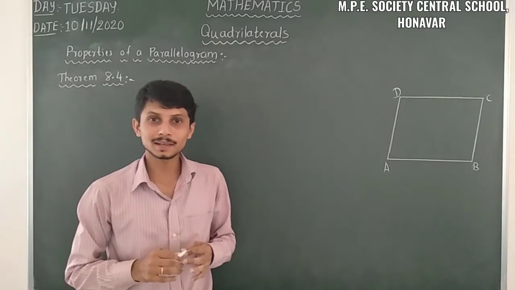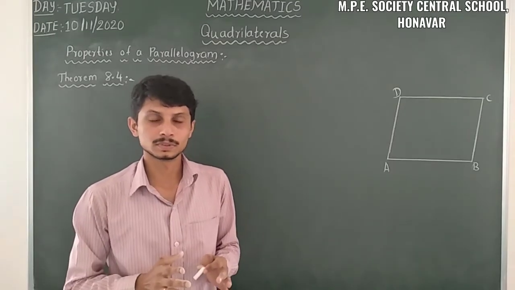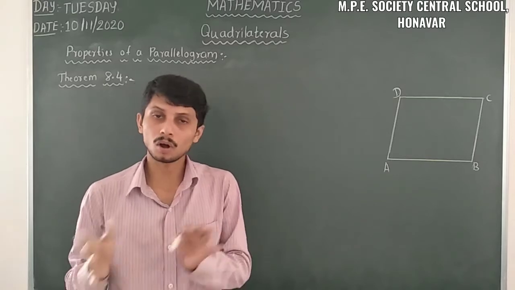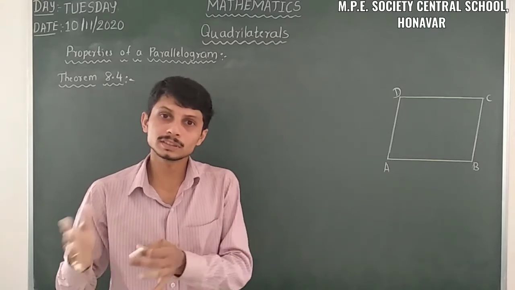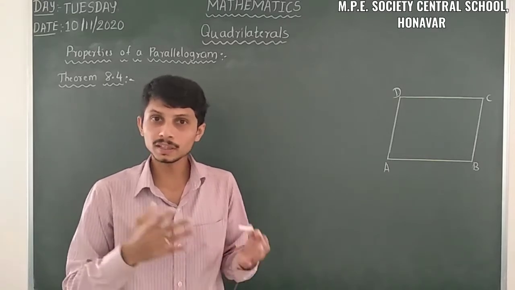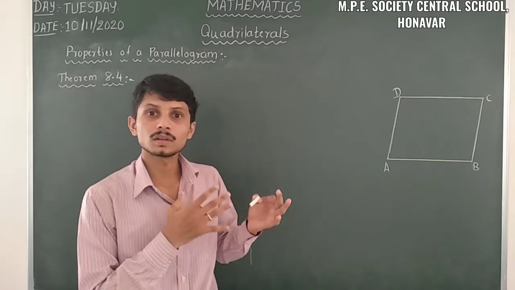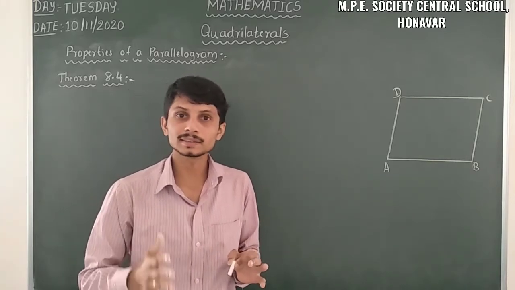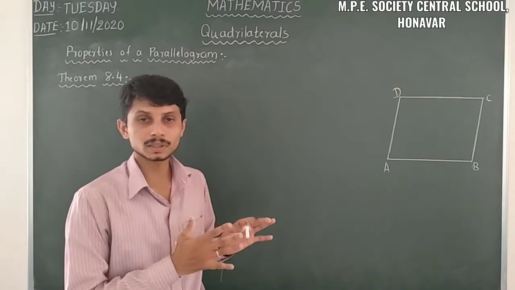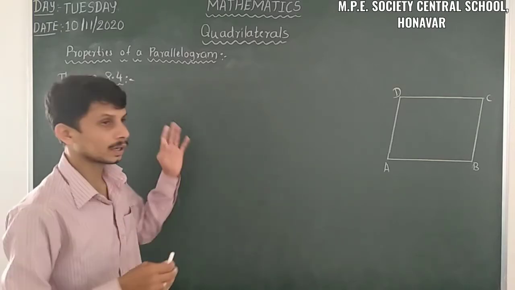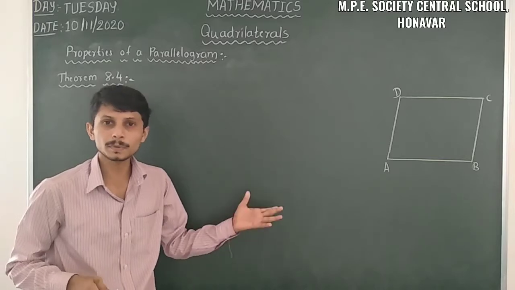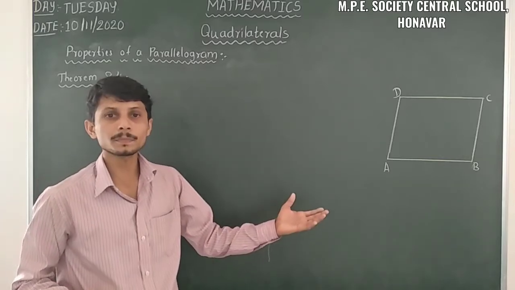Likewise, theorem 8.2, that is, the opposite sides of a parallelogram are equal, or in a parallelogram opposite sides are equal, both are the same. Here it is also about angles, that is, in a parallelogram opposite angles are equal. This is theorem 8.4. There is no need of proof in this case because it's a property of a parallelogram.